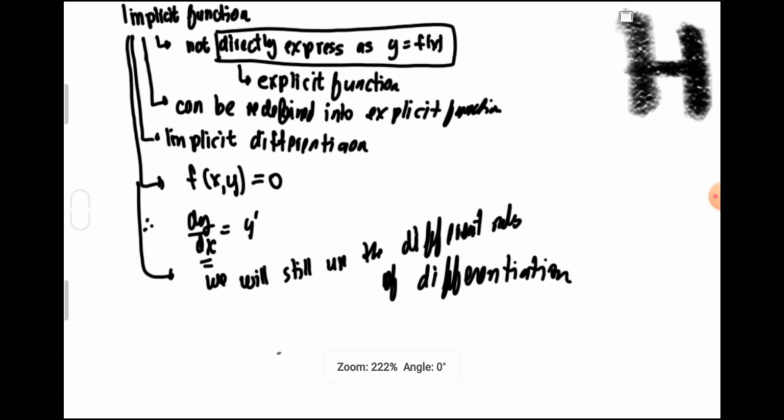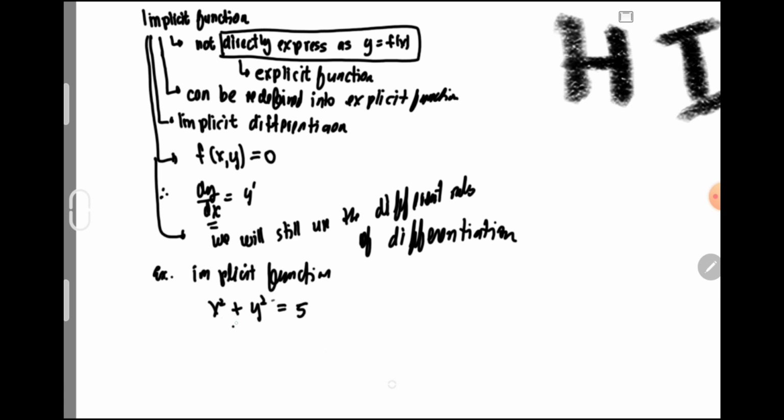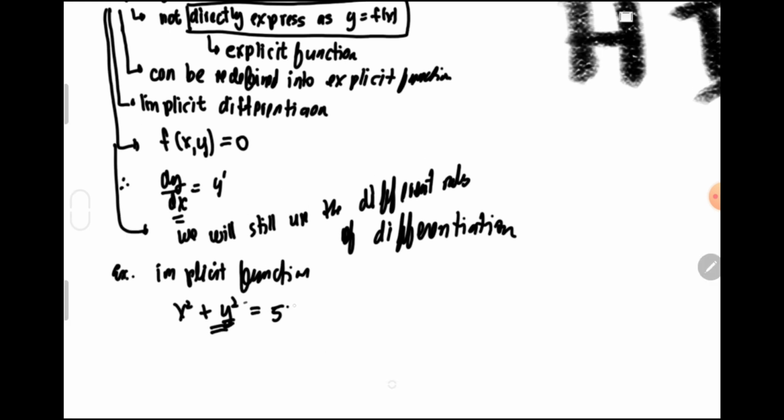An example of an implicit function is x squared plus y squared equals 5. It is implicit because it is not directly written in the form y equals f of x. But this function can be made explicit by simply doing y squared equals 5 minus x squared. Taking the square root of both sides, you'll have y equals the square root of 5 minus x squared. That is the explicit function form.